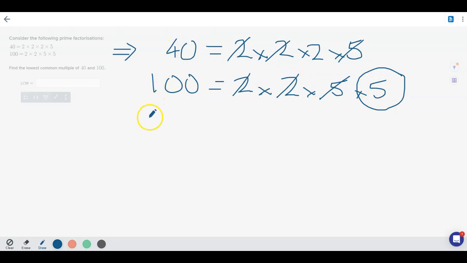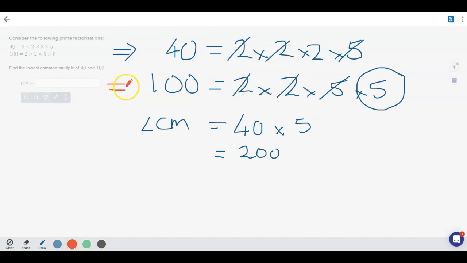So the lowest common multiple is equal to the number we're looking at, in this case 40, multiplied by the prime values that are not in that list. So it's multiplied by 5 in this case, which of course will give us 40 times 5 is 200. Now I want to try that the other way. This time I'm going to use the red to cross them out.